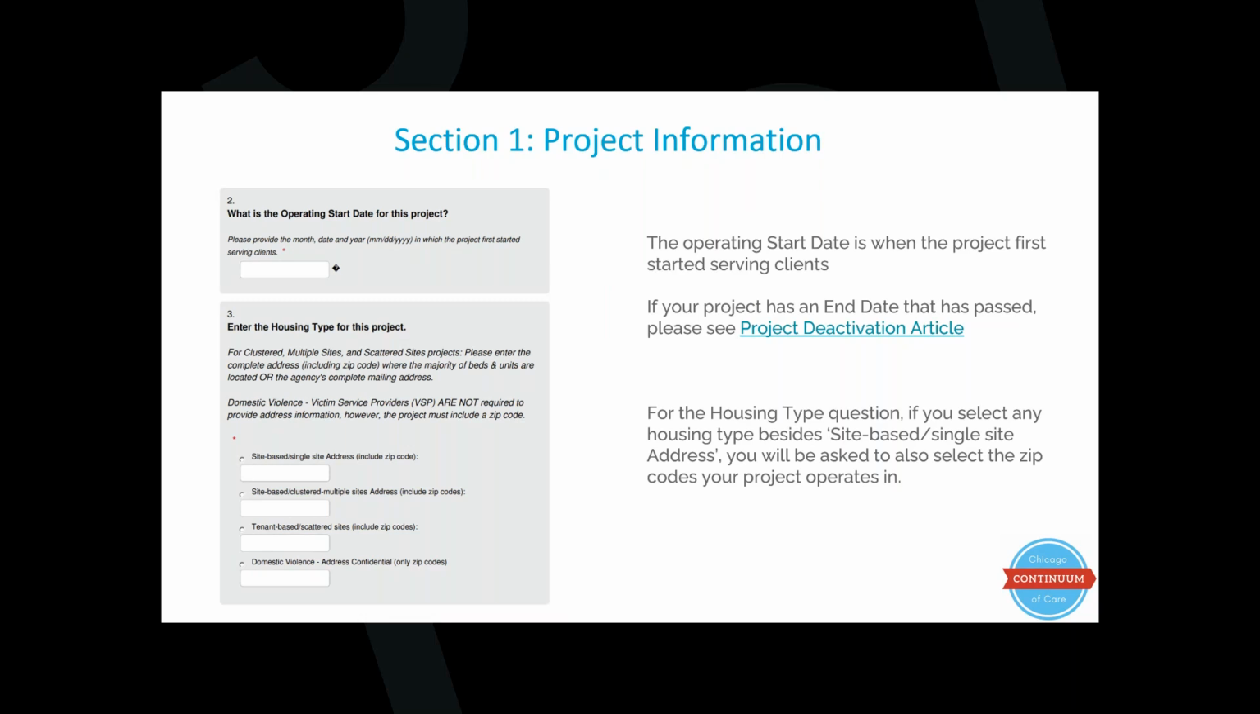So it's going to be the date in which your project first started serving clients and not necessarily the date in which you started documenting client activity in HMIS. Those can be two separate dates, but the date for the operating start date is the date that your project officially started serving clients in general.